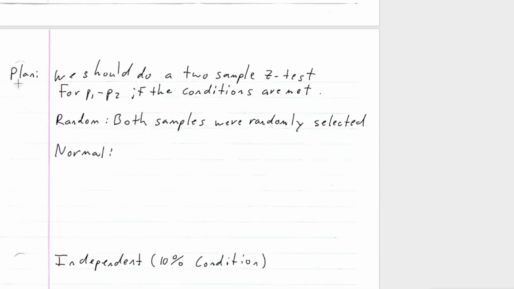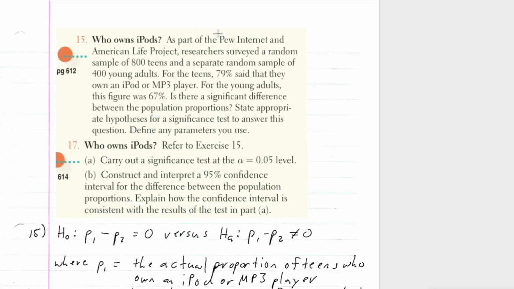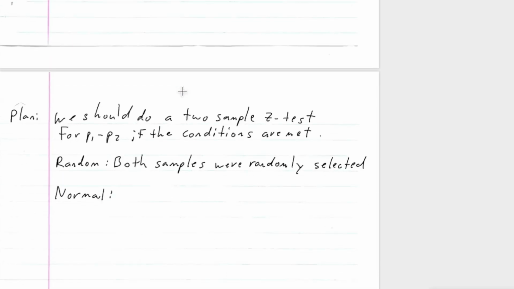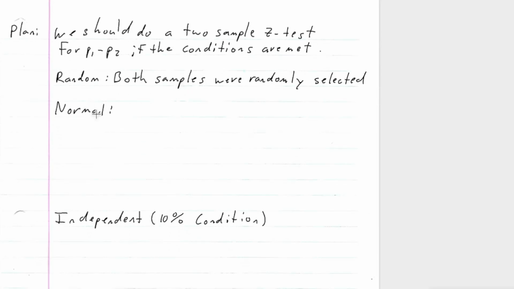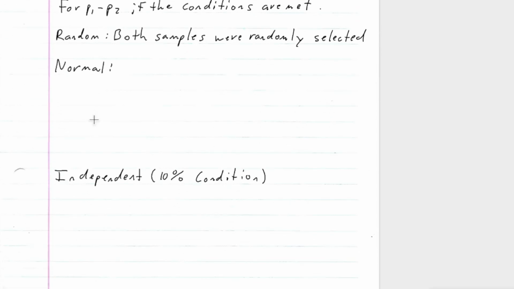So our plan is we should do a two-sample z-test for p1 minus p2 if the conditions are met. So the random condition: both samples were randomly selected, right? Random sample of 800, so they were both randomly selected. Now let's go ahead and check the normal condition for both.